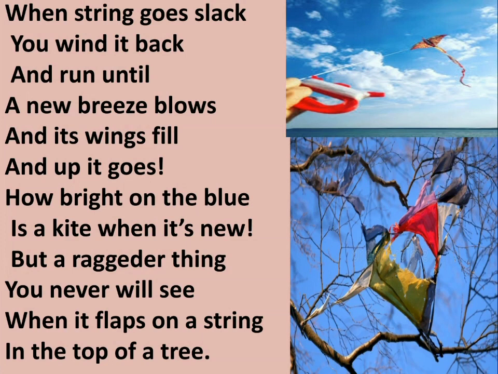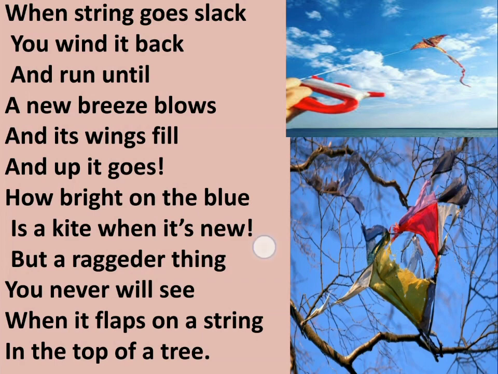You can see here the kite got stuck in the tree top. But when it gets stuck on a tree top, it gets torn and gives a poor, worn out look, which is not liked by anyone. So when it flaps, flaps means flutters, fluttering. The kite which is tied with a string, when it is stuck on a tree top, it flaps, and it doesn't give a good look. It gives a poor and worn out look.